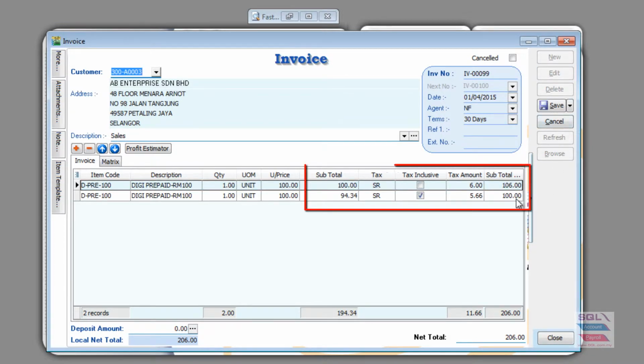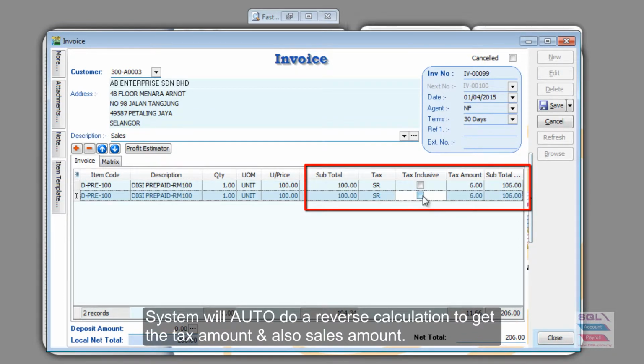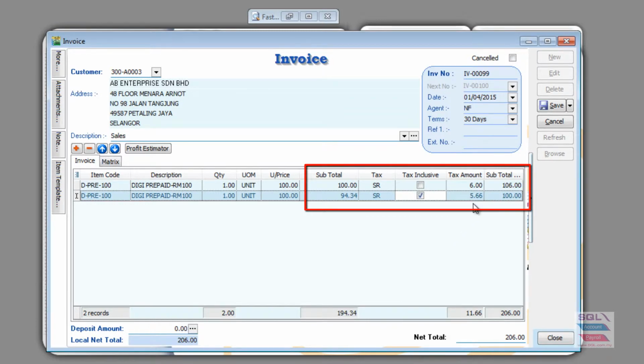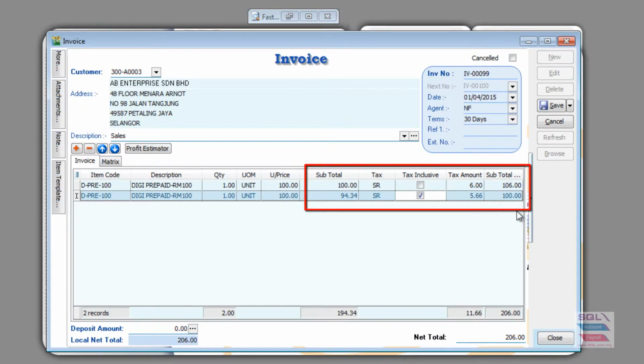But on item number 2, the 100 ringgit itself is the net sales value that already includes tax. Therefore, the system will need to automatically do a reverse calculation when you tick, to get a lower sales value and get a tax amount. The reason is because clients are still required to pay tax on tax inclusive. It's merely that the business reduces the sales value to absorb the tax amount for the client, so that the client will get the 100 ringgit as a net sales value.